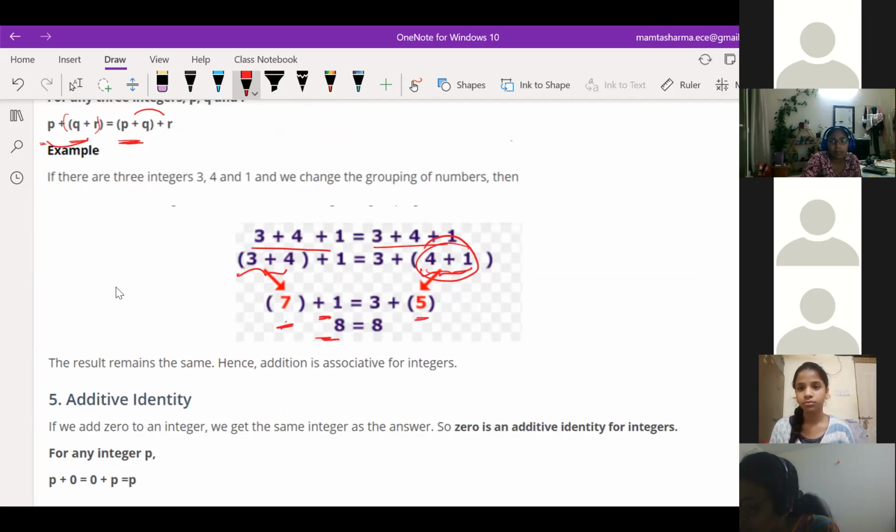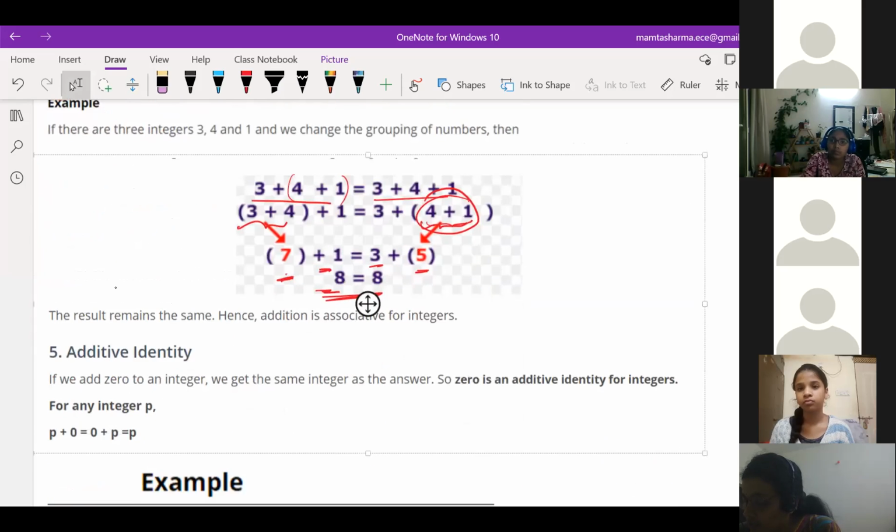Now 4 plus 1 would be 5, add 3, so the result would be 8. So 8 is the same. It means you can do grouping, and this property is known as the associative property.